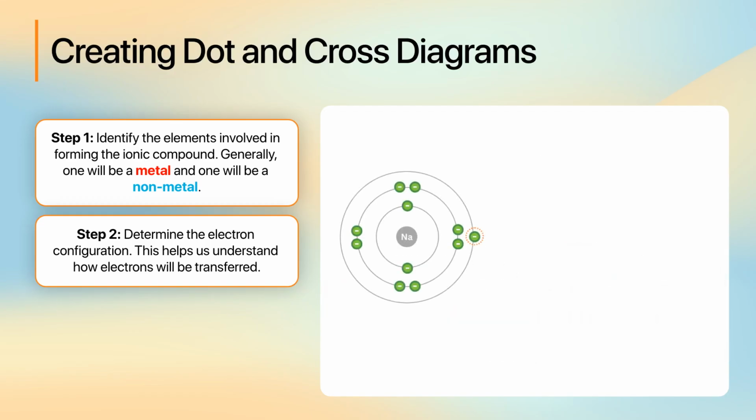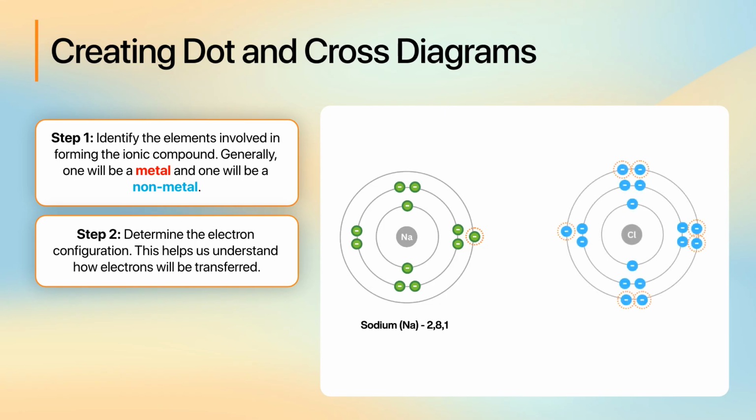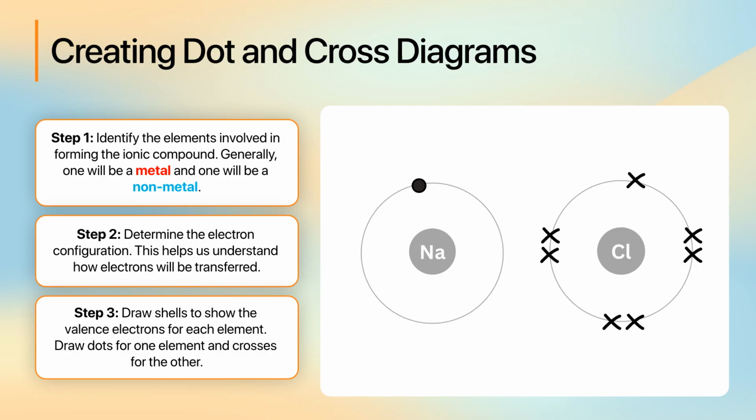Sodium has one valence electron, as its electron configuration is 2,8,1. Chlorine has 7 valence electrons, as its electron configuration is 2,8,7. Then, draw shells around each element, representing the valence electrons. You can draw all the shells, or just the outside shell for ease. We'll use dots for sodium and crosses for chlorine. We have 1 dot for sodium and 7 crosses for chlorine.